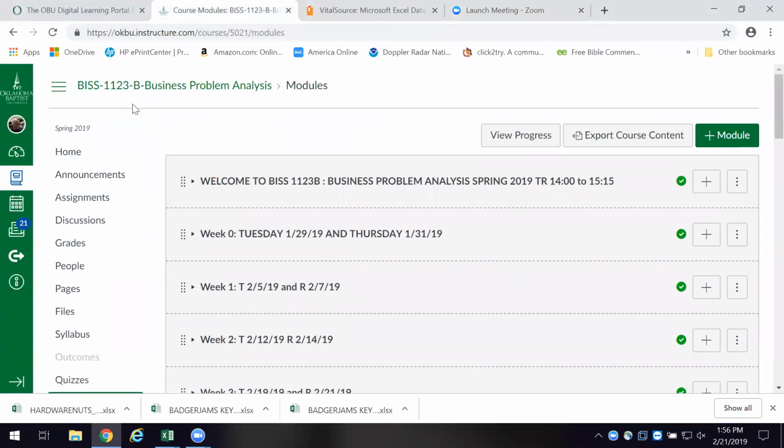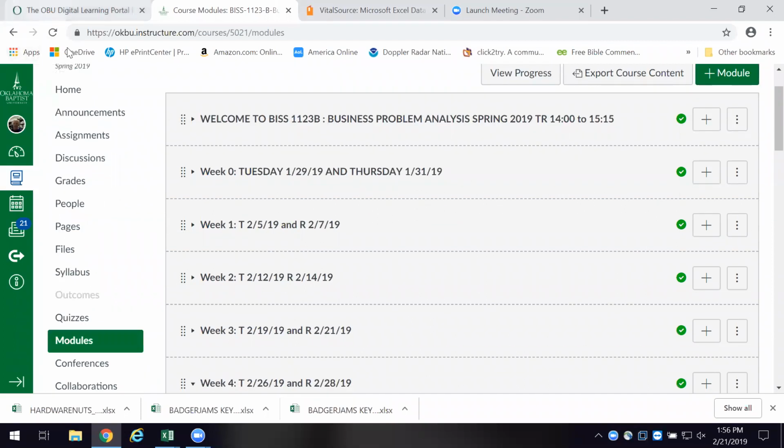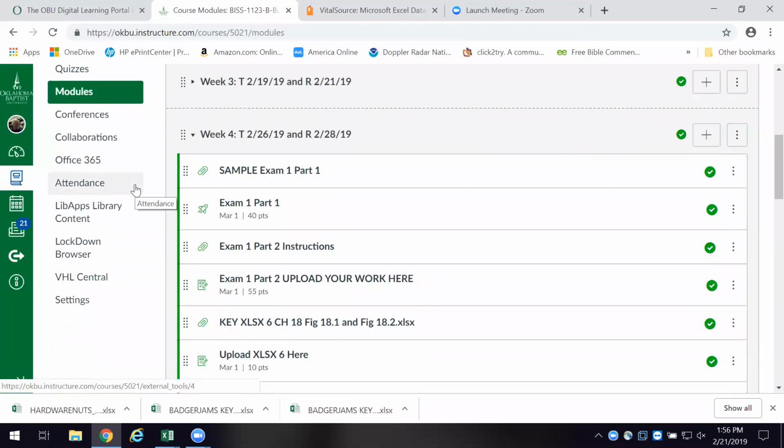Now, as I'd mentioned, I want to take some time and cover the first exam, so we're in pretty good shape as far as what's coming up. If you'll go over into the modules area and go down to week number 4, and of course that's for next week. And exam 1 is due on the 1st of March at 5 p.m.